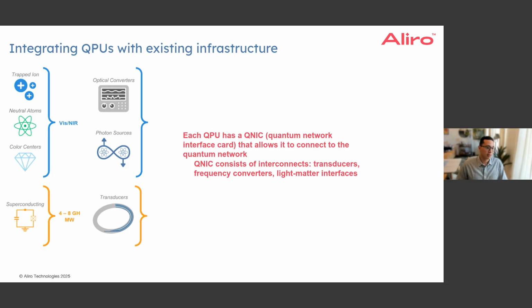So what does a QNIC consist of? It consists of these interconnects. Depending on the QPU platform itself, these interconnects will look widely different. So we have the notion of transducers. These components are responsible for converting the microwave regime that, say, superconducting qubits operate at, and making sure it can operate at optical. So it has microwave to optical transduction and vice versa. There are many ways to build these transducers, but it is a big engineering challenge.